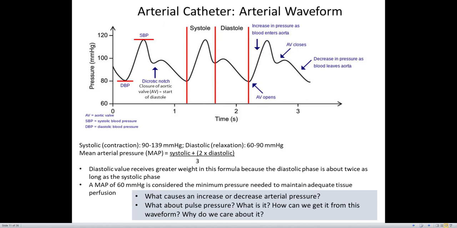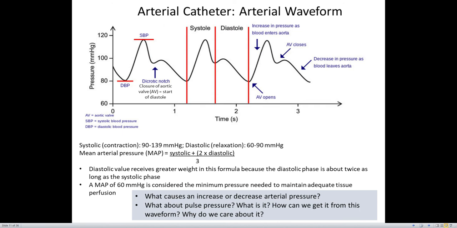Now once the A-line is in place and you get a good waveform, this is what it looks like. So first of all, think about blood pressure. We're going to be able to get blood pressure from the waveform. Normal systolic blood pressure is between 90 and 139 millimeters of mercury. Normal diastolic blood pressure is between 60 and 90 millimeters of mercury. To determine the mean arterial pressure, MAP, we take the systolic pressure plus 2 times the diastolic pressure and divide it by 3. This is a key parameter for determining whether or not we possibly have good perfusion.